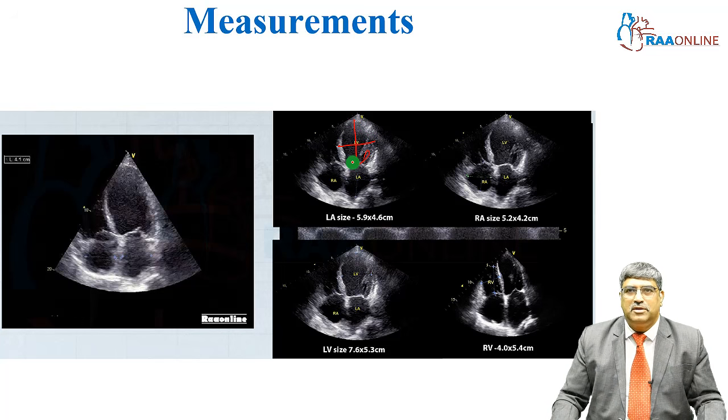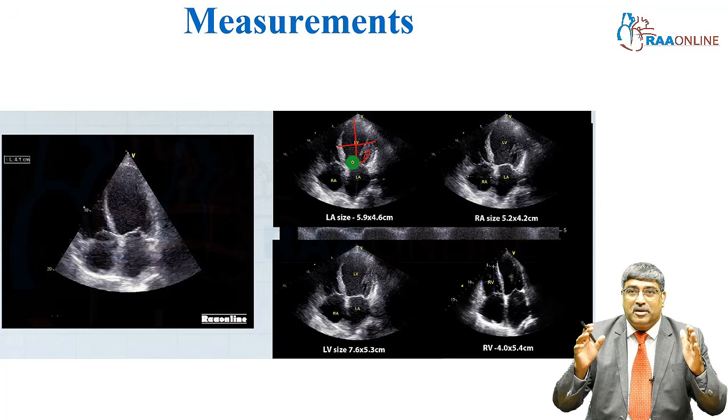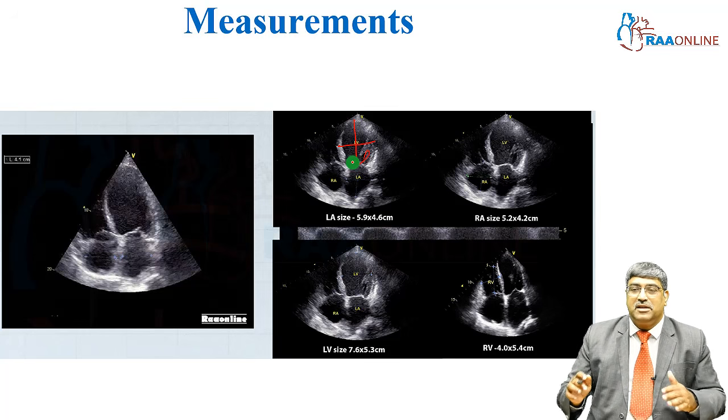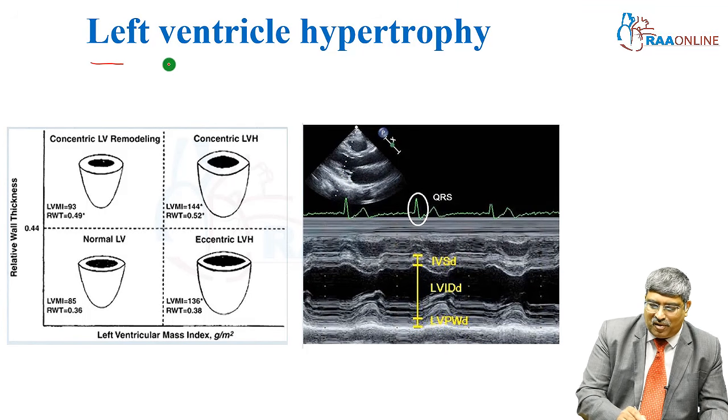Apart from that, in the 4-chamber view, you can measure the transverse as well as the longitudinal diameter of all the 4 chambers, which becomes very important in case you have a stenotic or a regurgitation lesion of that particular valve.